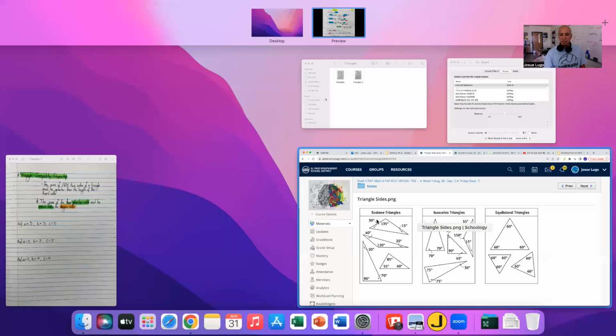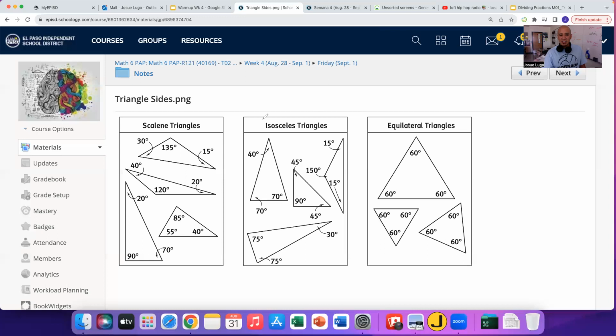Again, looking at our examples from Schoology, notice that in the isosceles triangles, ladies and gentlemen, 2 of the angles will be the same, making 2 of the sides the same. So in this example right here, we can see that this side and this side are exactly the same, just as the 2 opposite angles are the same. That is an isosceles triangle. If we look at this triangle right here, this side and this side are exactly the same, just as this angle and this angle are exactly the same. Again, an isosceles triangle.